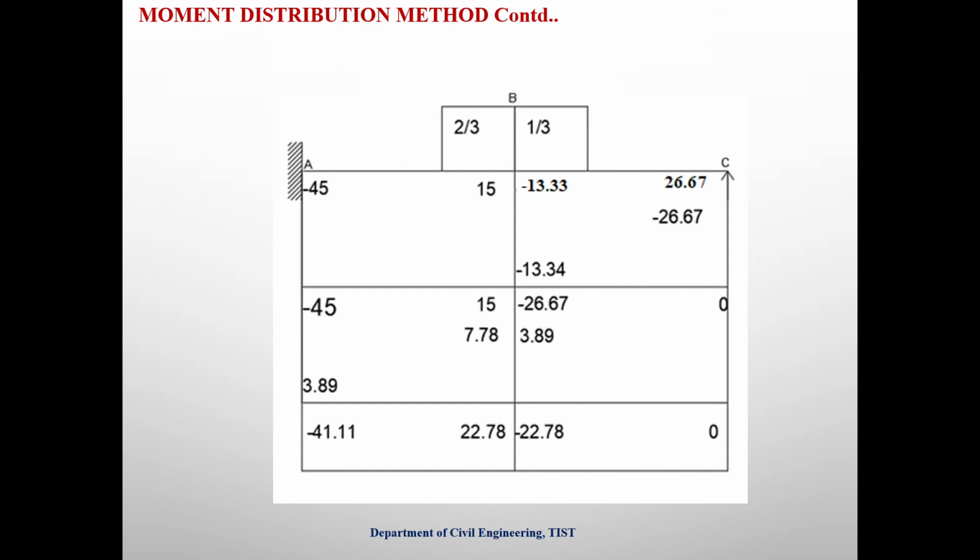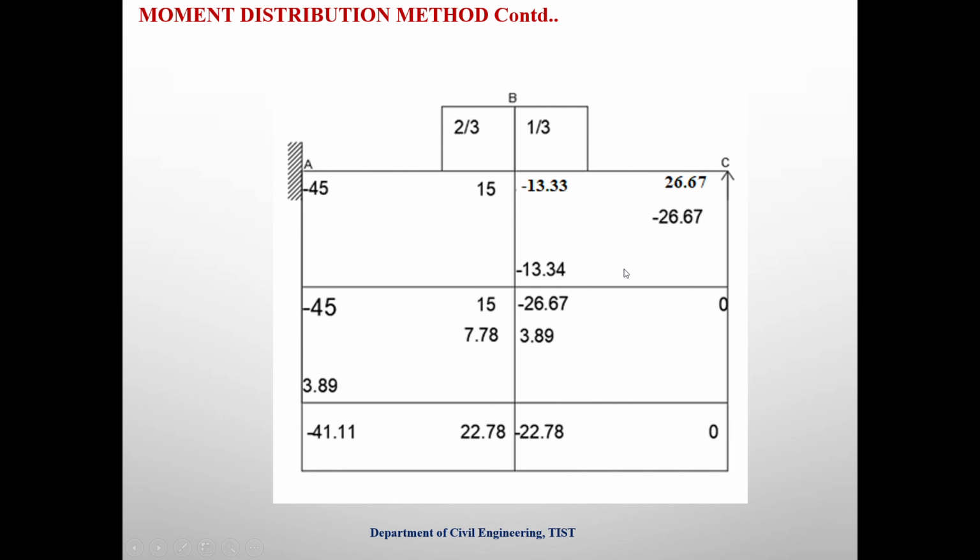In order to make the moment at that particular joint equal to 0, we have to apply minus 26.67. When we apply minus 26.67 here, half of the moment should be carried over to the far end. That means minus 13.34 at the joint B. After this carryover step, find out the sum. Minus 45, 50, minus 26.67 and 0. Then all the end supports are satisfied. End support conditions are satisfied.